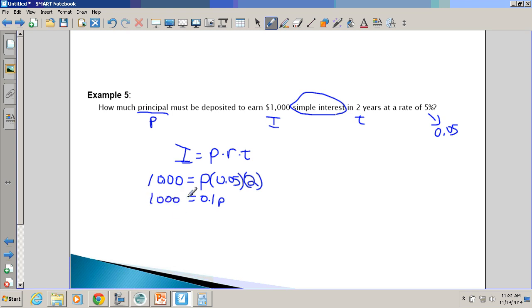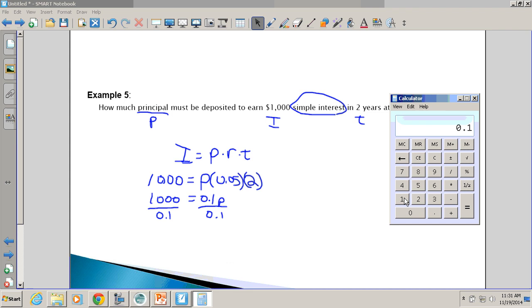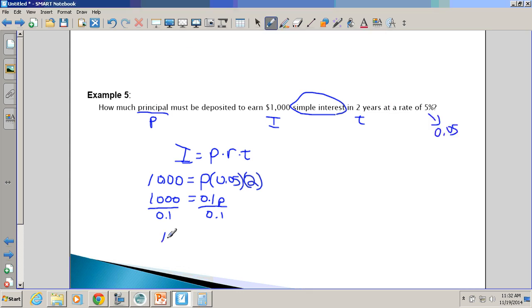So when I take 1,000 divided by a decimal smaller than 1, it should be a larger number. So here I'll divide by 0.1. So I have 1,000 divided by 0.1, which gives me 10,000. So that means in order to make $1,000 in this account, I have to put in $10,000 for 2 years.